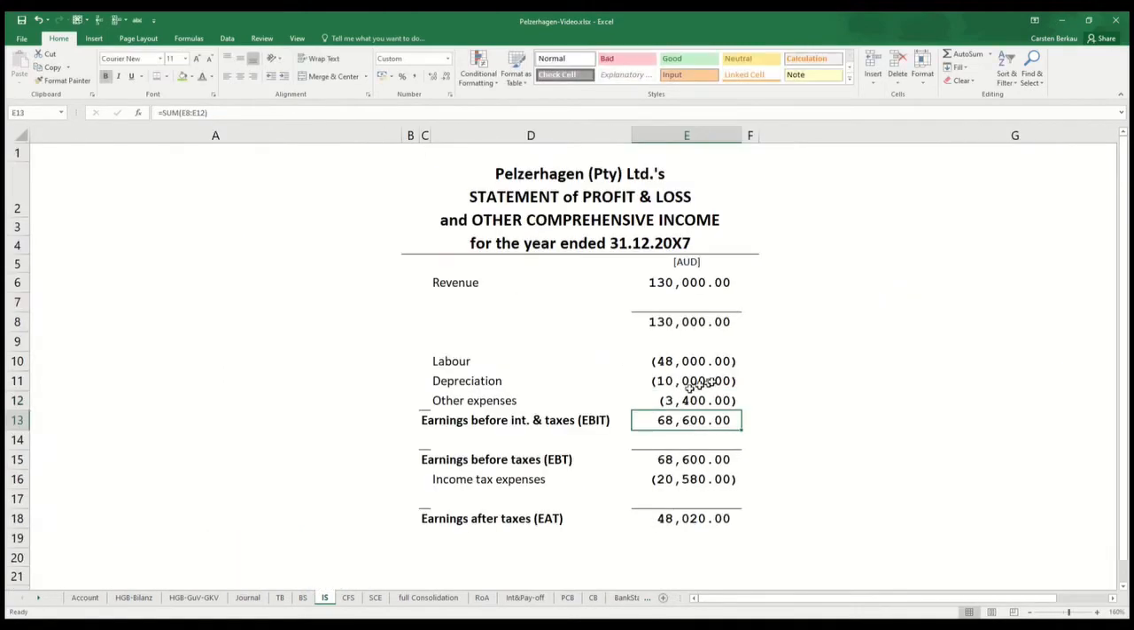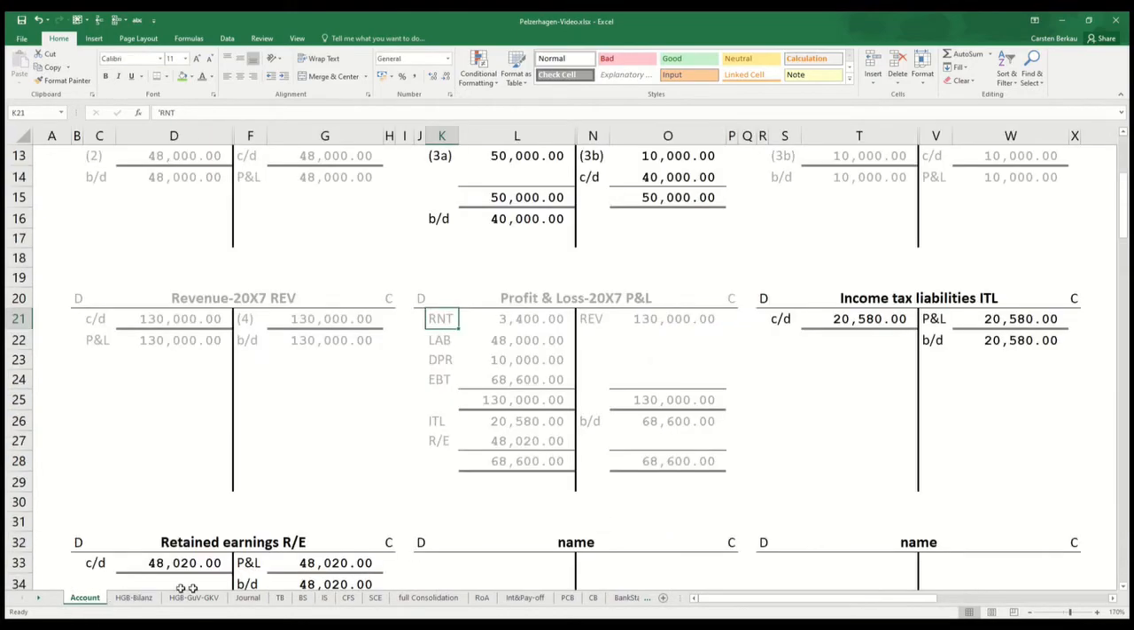Rent, there it is. Now we see the pre-tax profit, and as you can see here, the income statement calculates already the income tax expenses to the extent of 20,580. We quickly compare this to the account, and you will see there 20,580. Now after I did this, I can prepare my balance sheet.